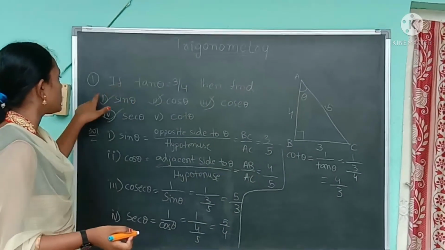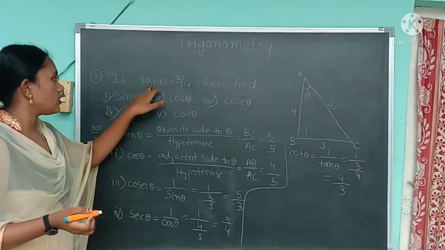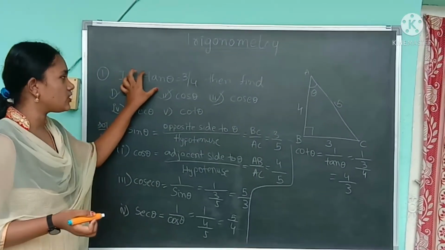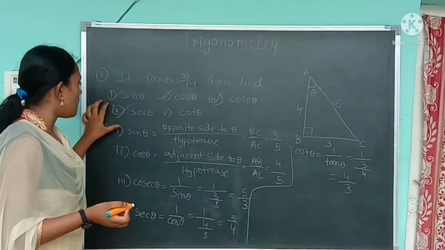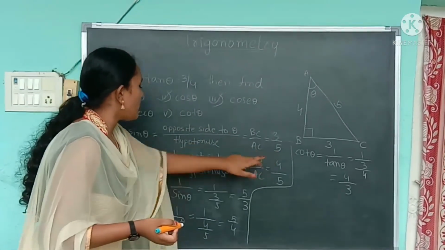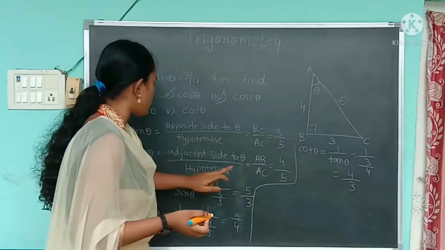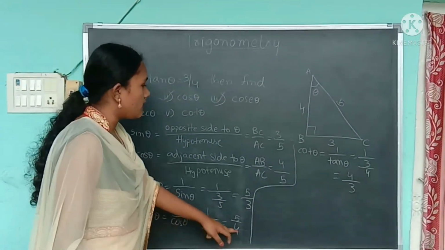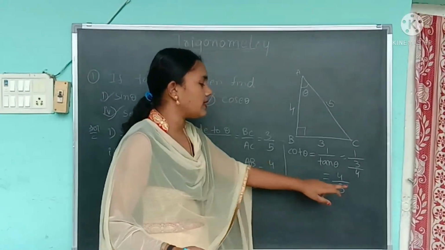So he gave one ratio, that is tan theta is equal to 3 by 4. From that ratio we answered these 5 ratios: sin theta is equal to 3 by 5, cos theta is equal to 4 by 5, cosecant theta is equal to 5 by 3, secant theta is equal to 5 by 4, cot theta is equal to 4 by 3.